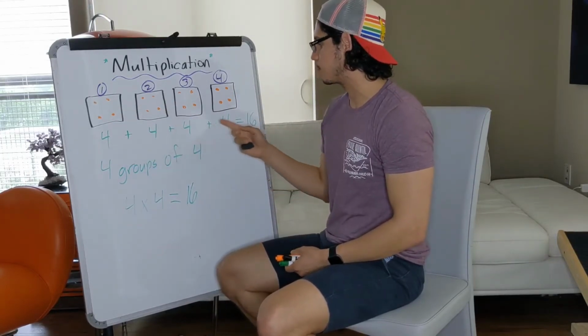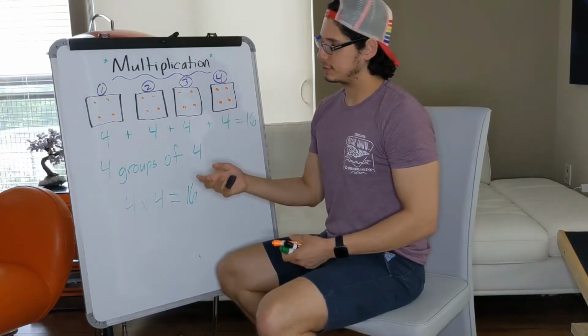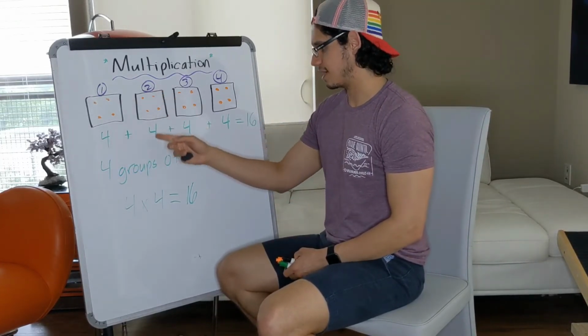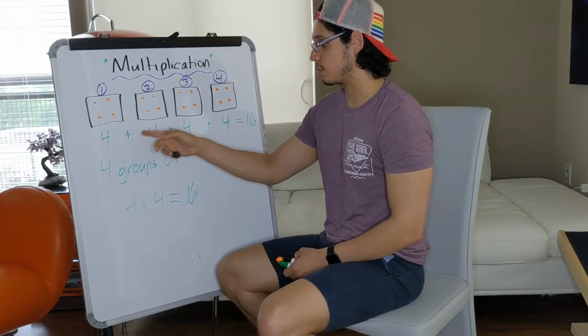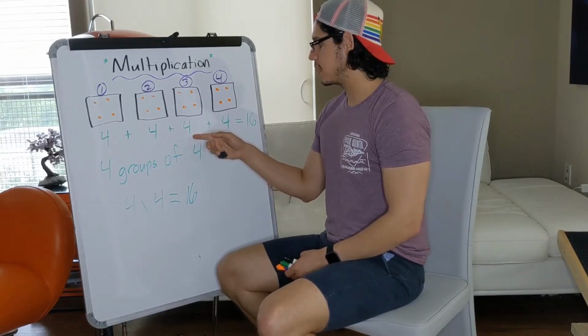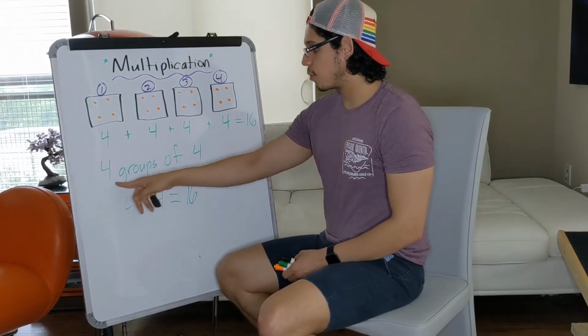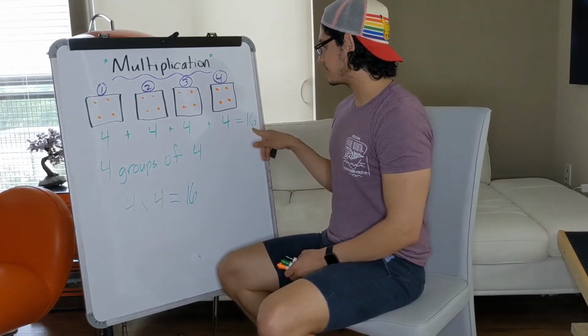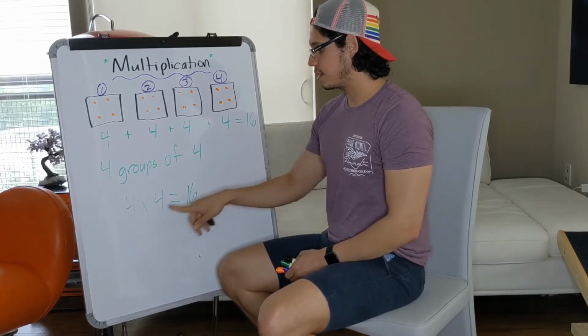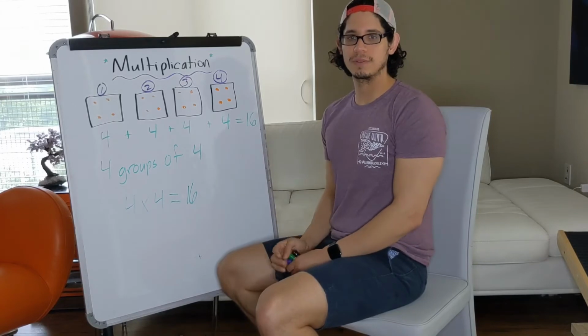4 plus 4 plus 4 plus 4. To find that total, I skip counted. 4, 8, right? Because 4 plus 4 is 8. Now 8 plus 4 is 12. And then 12 plus 4 is 16. 4 groups of 4 give me 16 students. 4 times 4 equals 16. So that's one way we can represent multiplication.